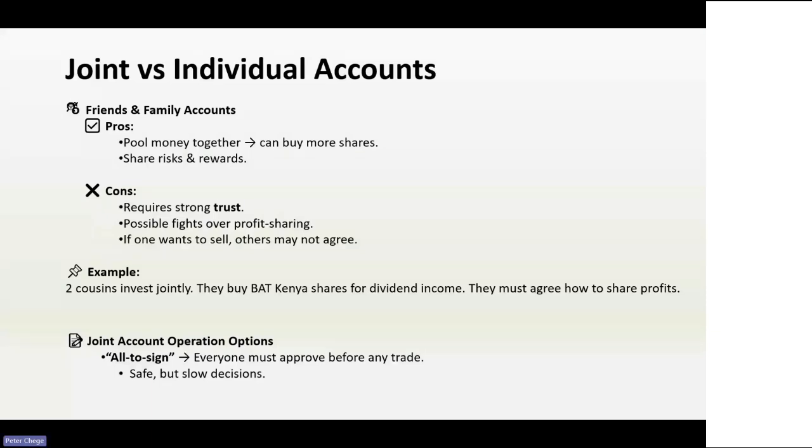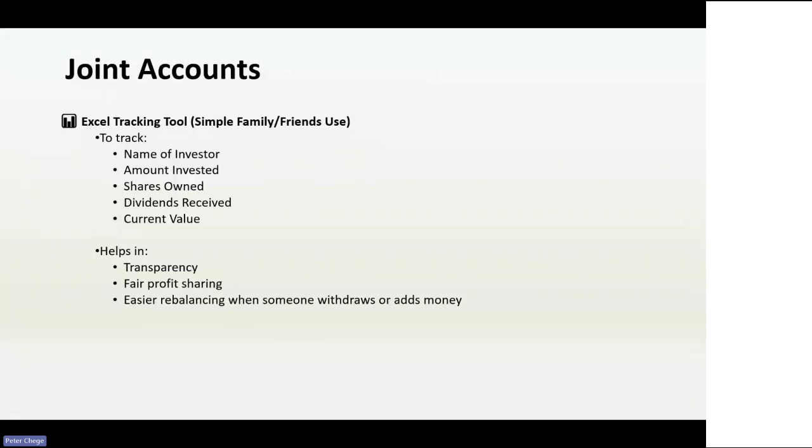Now, for joint accounts, you can use Excel to track. It's the easiest way. Remember writing a book, that book can get lost. But Excel, you only need a Google Sheet. You track the name of the investor. Remember, even if you're just two of you, you could be having other accounts.